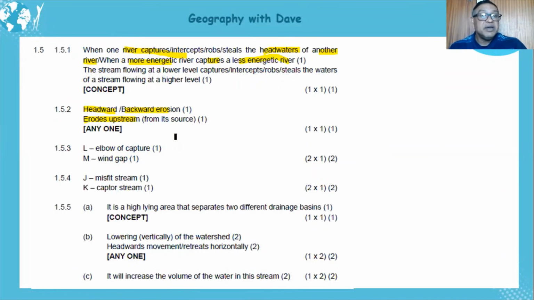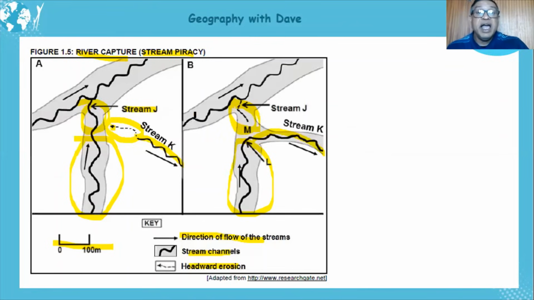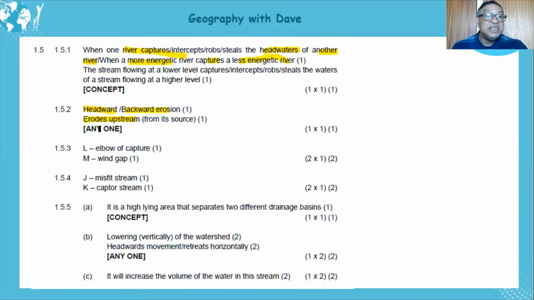Let's look at it here. Sorry, let's go back here. L is the elbow of capture. Can you see it? M is the wind gap. Be careful, because we noticed that learners were writing misfit stream. But it's not on the misfit stream. It's between the misfit stream and the elbow. So it is the wind gap. Can you see how we're working it out? We have to be careful. They're easy. So elbow of capture, wind gap.